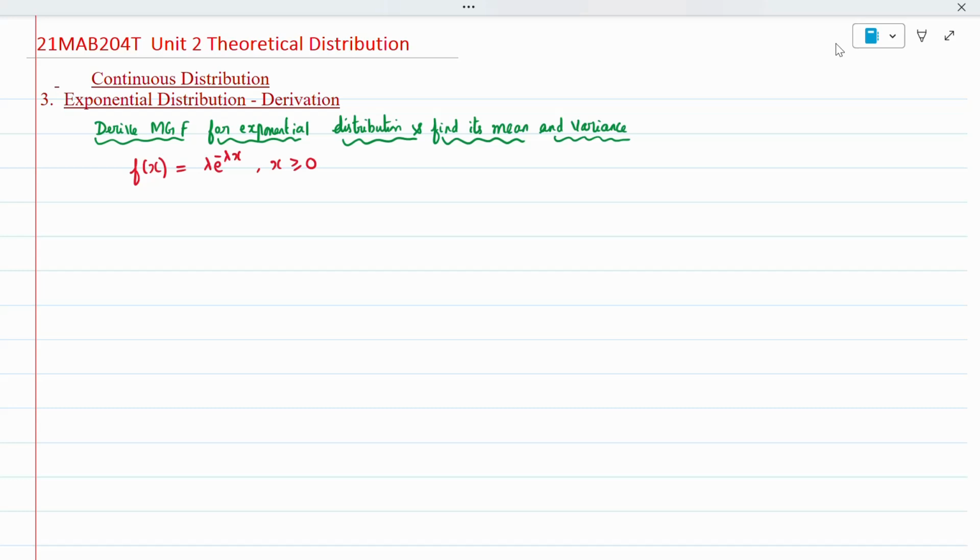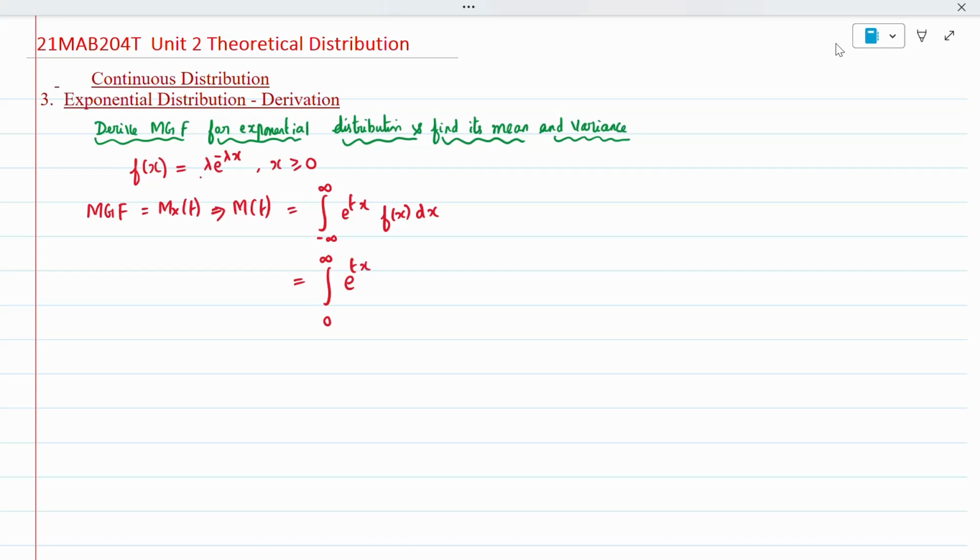Moment generating function for a continuous random variable, everyone knows, is M_X of t, or M of t. I can write it in any way. M of t is nothing but the integral over minus infinity to infinity of e to the power tx times f of x dx. Now we know f of x is an exponential distribution, so I need to substitute it. The limit is given as x greater than or equal to 0, so the integral becomes 0 to infinity, e to the power tx as it is.